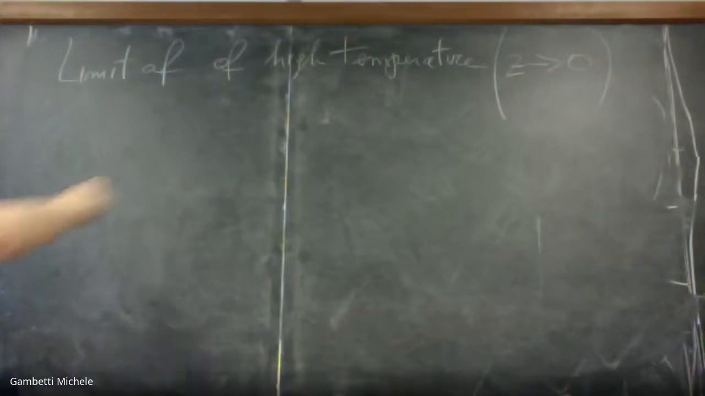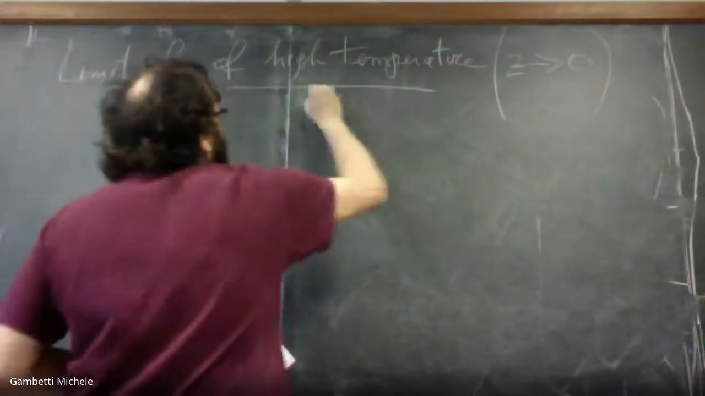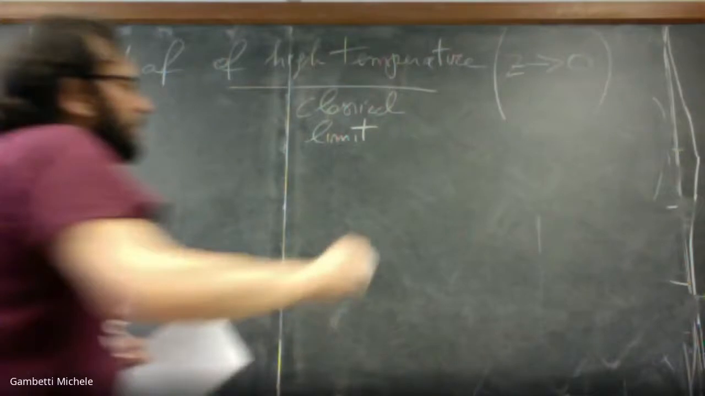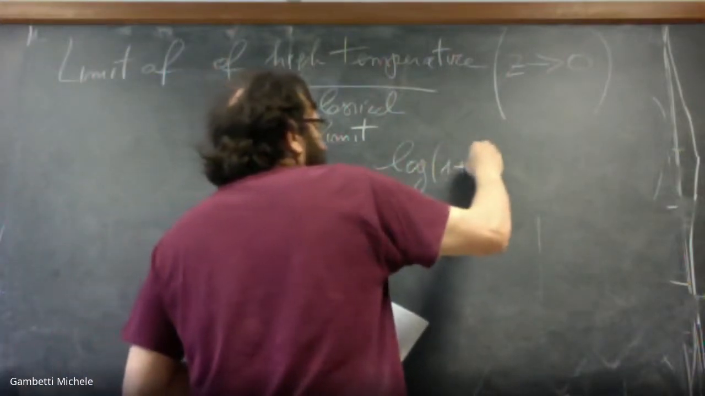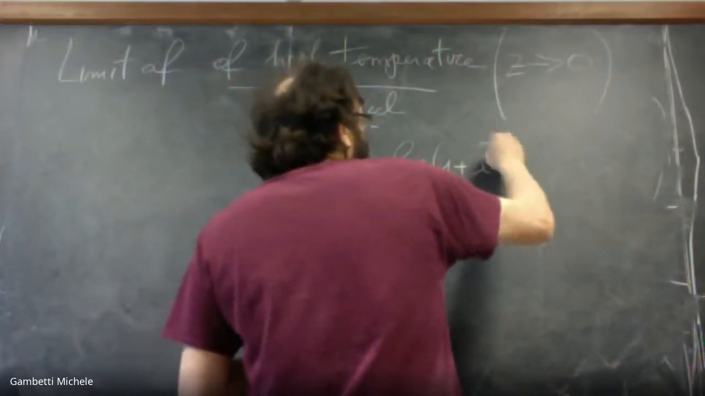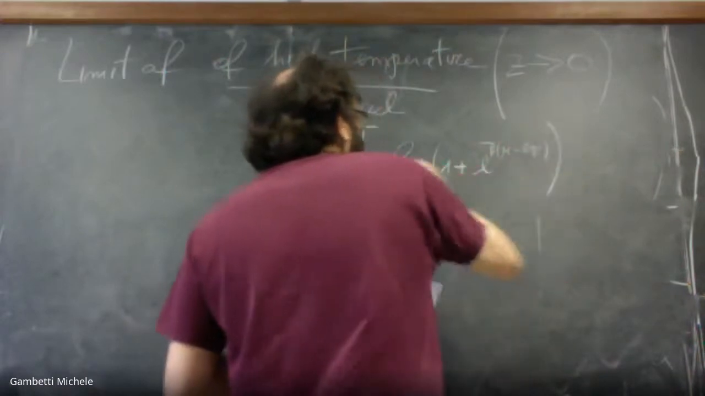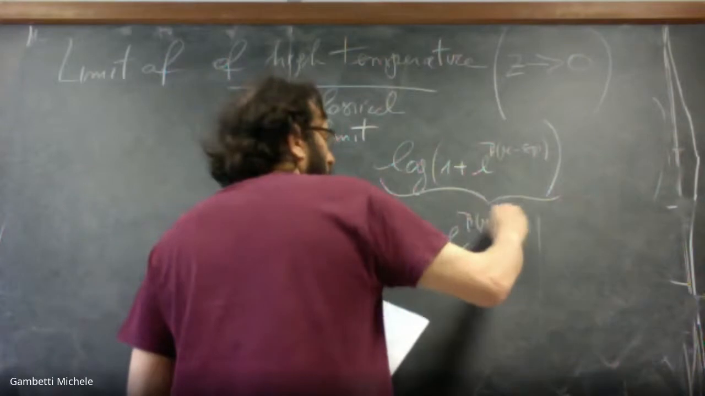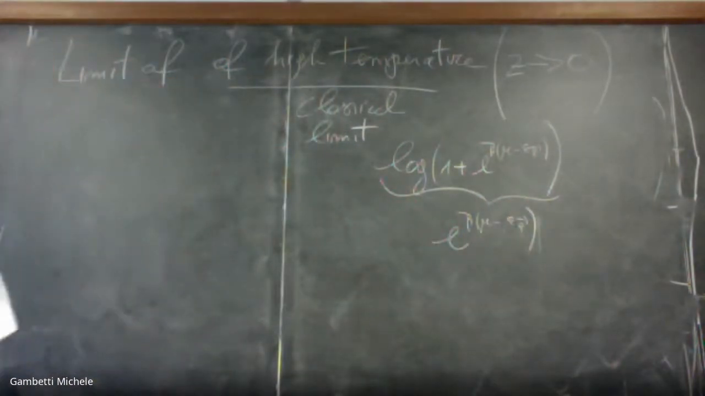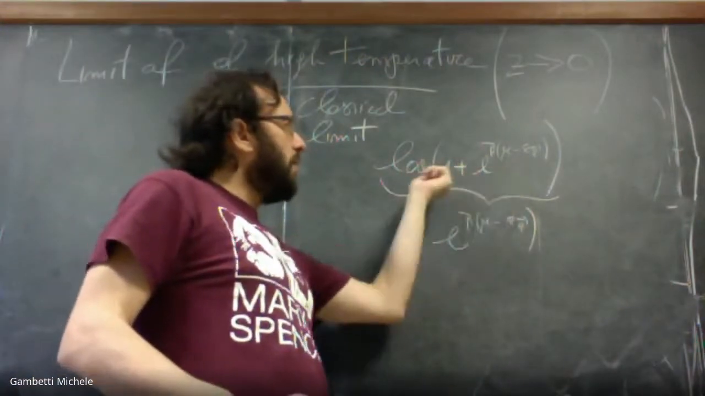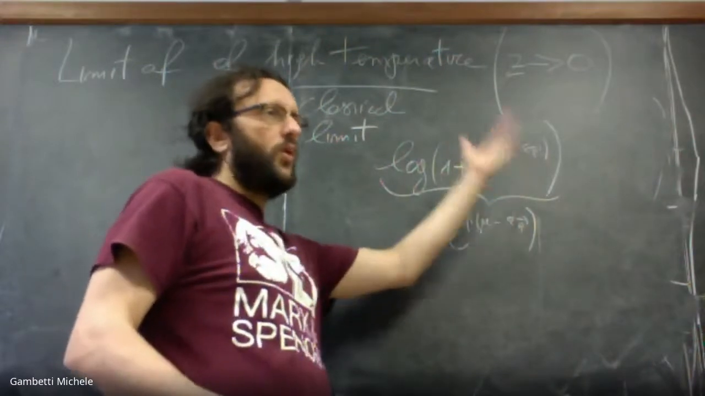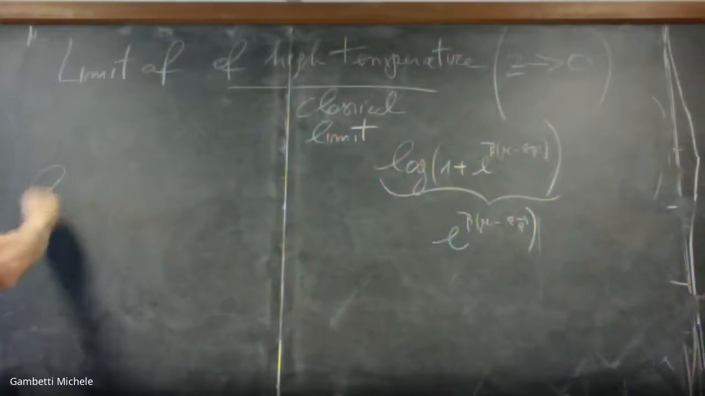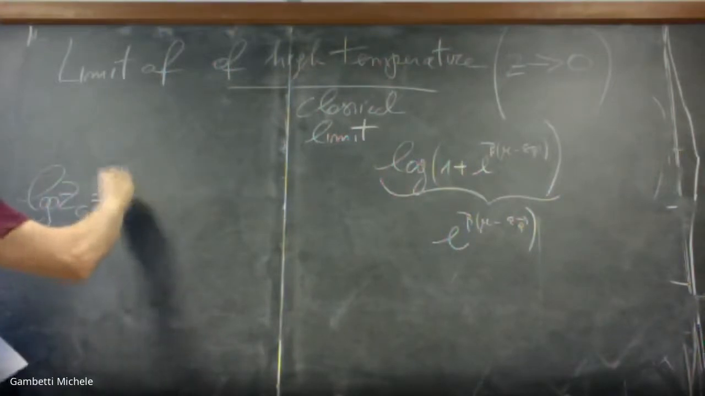Okay. Now, when you do the classical limit, well, the log of 1 plus e to the beta mu minus epsilon basically becomes the exponential of beta mu minus epsilon, because this quantity is zero, and you can expand the log of 1 plus x, assuming that it is almost equal to x, which is the exponential. This simplifies a lot our calculation, because now the logarithm of the grand canonical partition function has the following form.